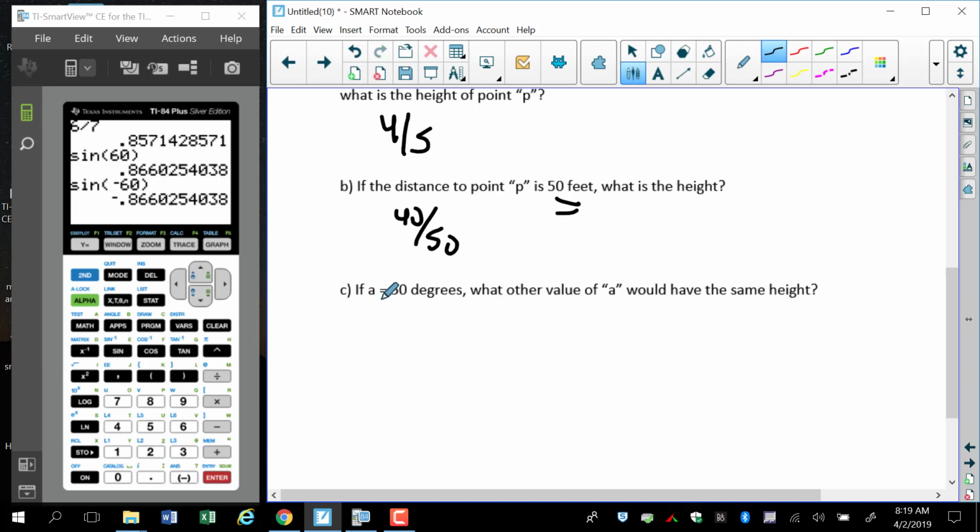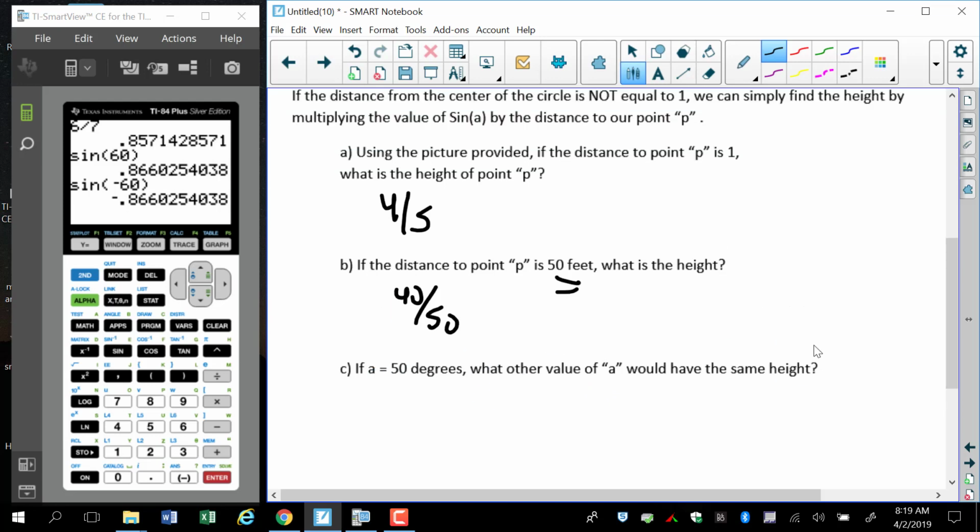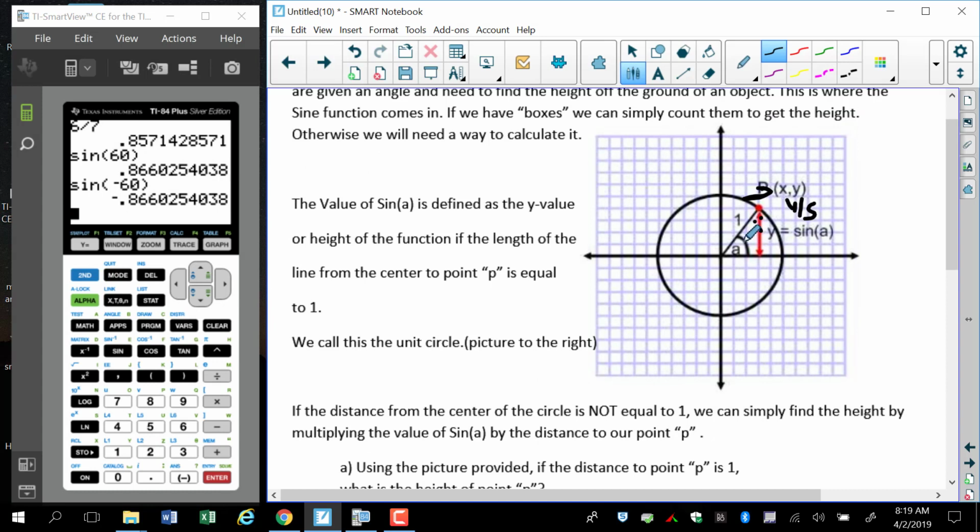If A is 50 degrees, what other value of A would have the same height? Let's assume this is 50 degrees, so let's do sine of 50. We get about 0.76, which is really close to 4 divided by 5, which is 0.8. So we're about 4/5 of the way up. This up here is the top, the maximum we're going to reach, and we're 4/5 of the way up. You should also notice that right around here should be the same thing. Using the 50 degrees, this is going to be 50 degrees backwards from here.